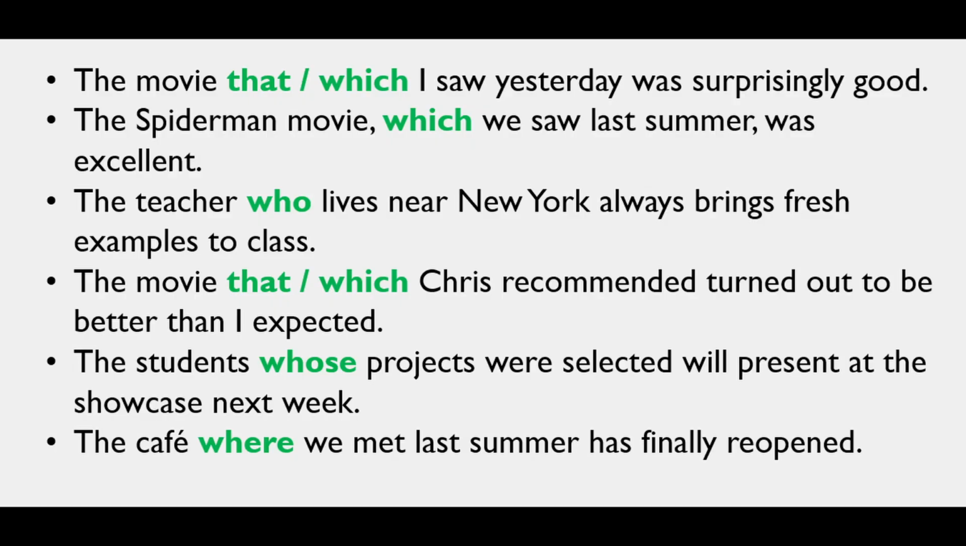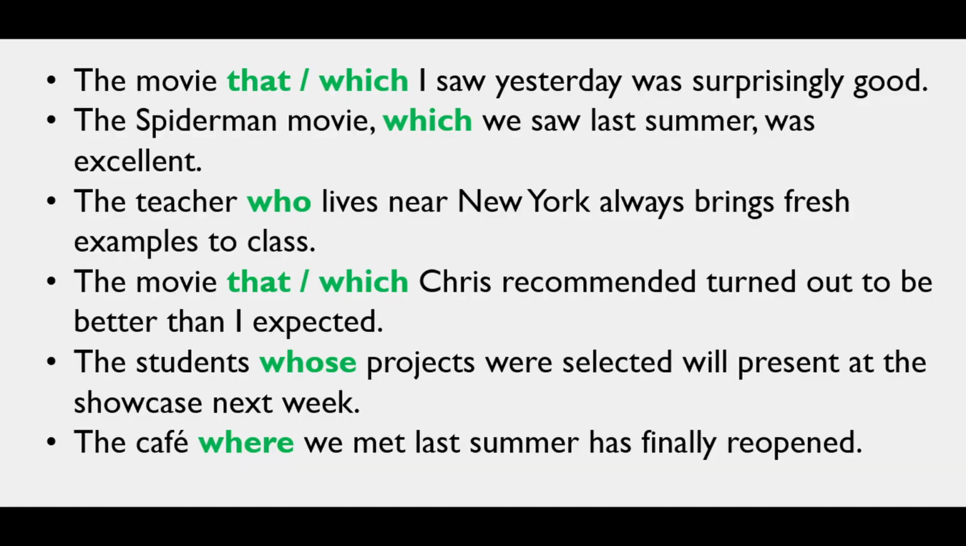Okay. Third example, the teacher who lives near New York always brings fresh examples to class, okay? The teacher who, your pronoun is who because you're talking about a person. Now notice the teacher, I don't know which teacher. I did not give you his or her name. So this is an identifying clause. I'm telling you which teacher. The teacher, which teacher? The teacher who lives near New York. Oh, okay. Now I know. The one who lives near New York. All the other teachers live near Boston. So you're talking about the one who lives near New York. Say it's an online class. This is an identifying clause. There's no comma. So use who as your relative pronoun.